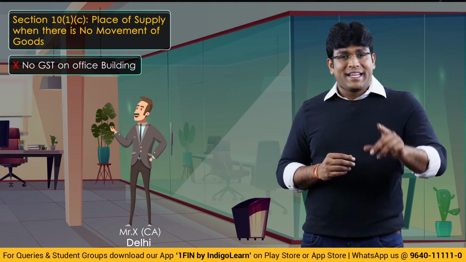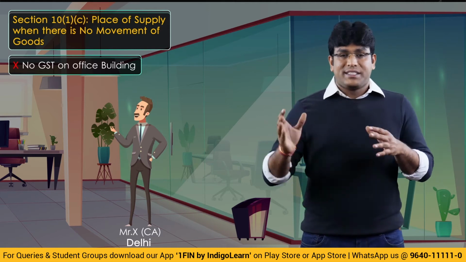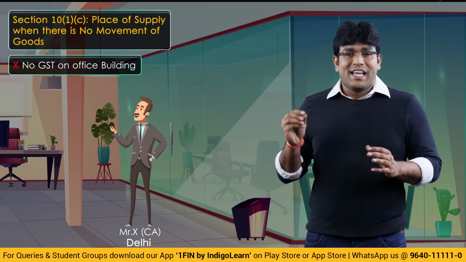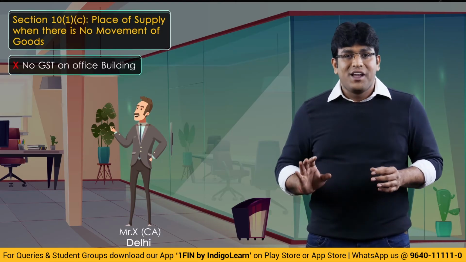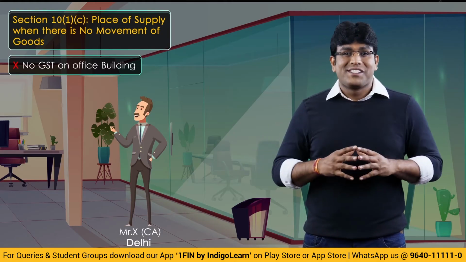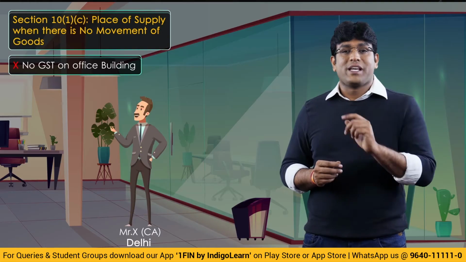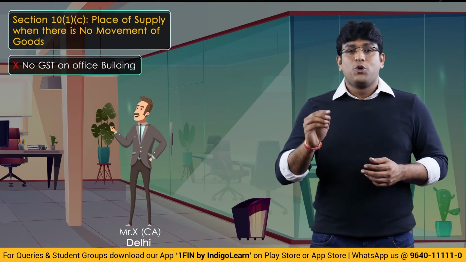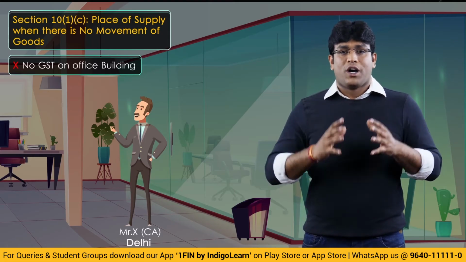Now, is X taking that furniture, removing it from Delhi and taking it to Gujarat? Answer is no. X is just setting up an office in Delhi. For that purpose, he will use that furniture. So technically, if you observe, there is no movement of goods. In that case, my dear friends, provisions of section 10(1)(c) will apply.